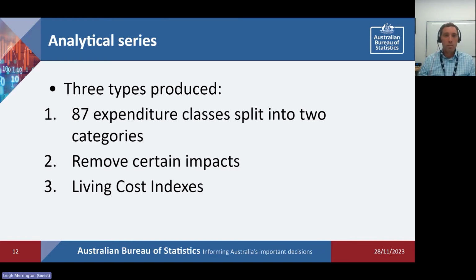The second type is where you remove certain impacts from the headline CPI figure, impacts that might be either a one-off or volatile in nature. You remove those impacts from the CPI just to give a better sense of what the underlying trend of CPI is. And the third is our living cost indexes. These come out 1 week after the CPI. And I'll just talk a little bit about how we produce those and explain what they are.